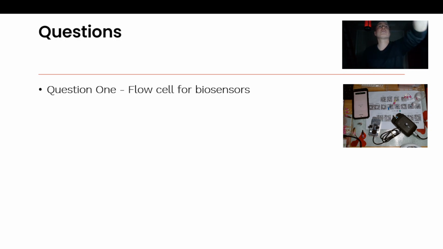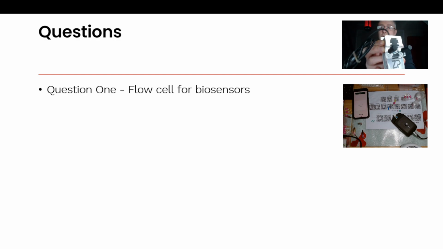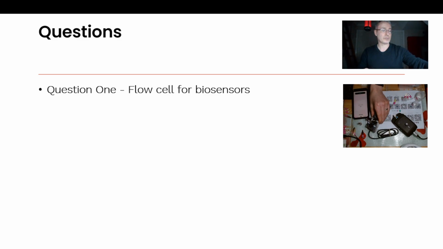I'm going to talk about flow cells for biosensors. In fact, I have a flow cell here. This will feature shortly in this video. There's an inlet, there's an outlet on here, there's an electrochemical sensor in there as well. It allows us to make good fluidic contact with the biosensor, and it also allows us to make good electrical contact with the sensor as well.